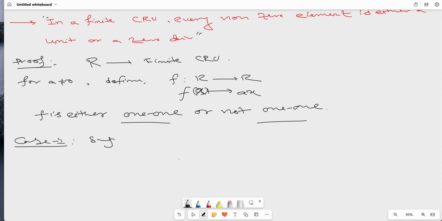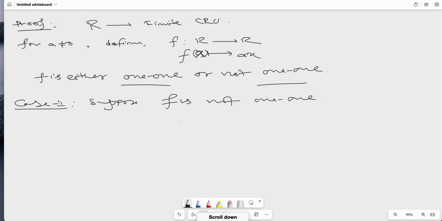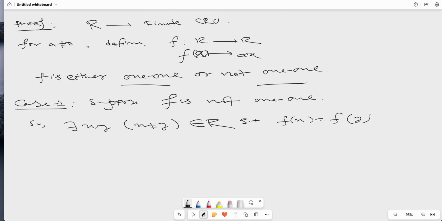suppose f is not 1-1. So suppose f is not 1-1, so what will happen here? If f is not 1-1, there exist x, y, distinct, x is not equal to y, inside the ring R, such that f(x) equals f(y). It means that f is not 1-1, right? Two different elements have the same image. This is what we mean by 1-1.